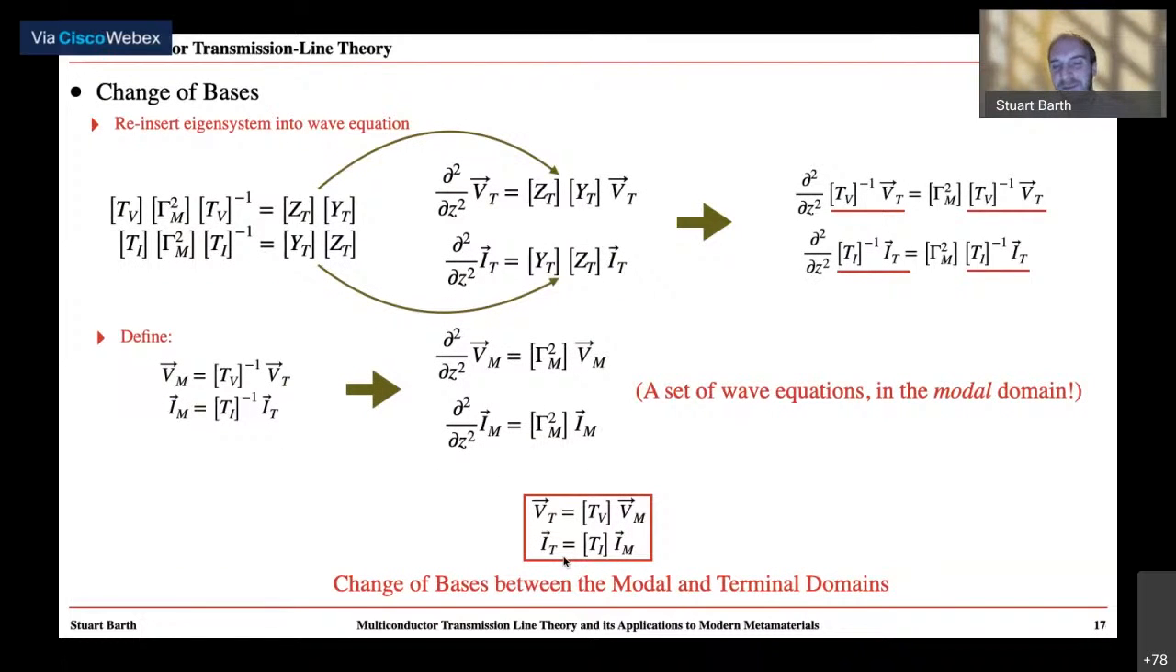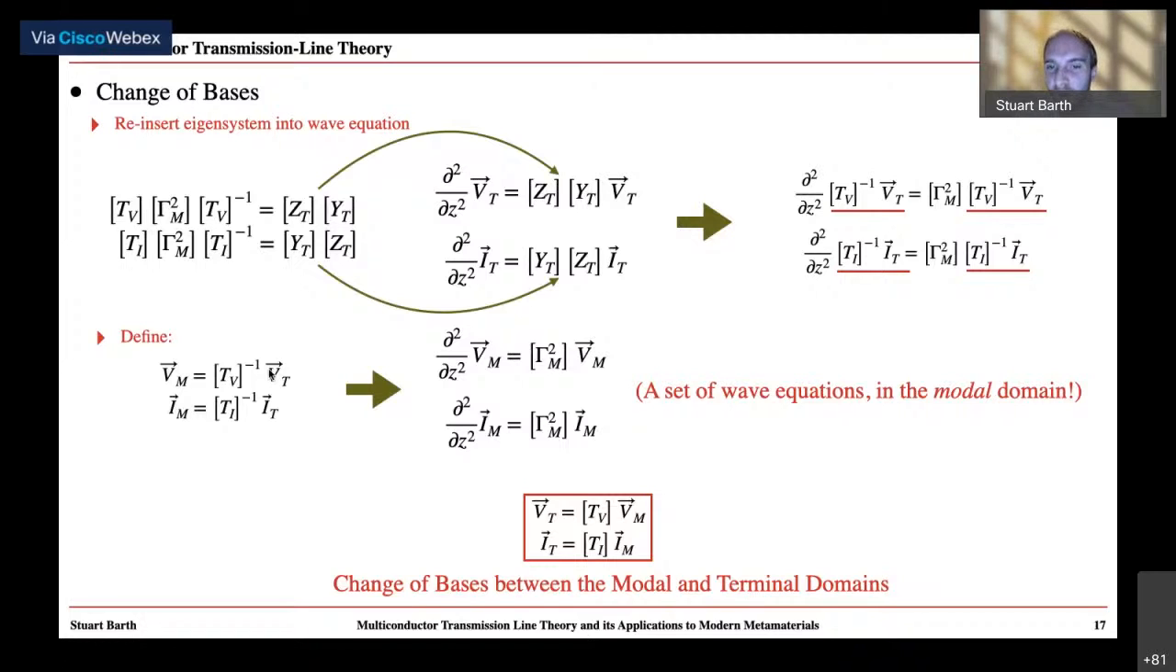What we can do is take this expanded equation and substitute it back into our original wave equation, as shown in the top left. And what we get is this interesting system shown in the top right. I've underlined these key properties, which are the terminal domain voltages and currents multiplied by the inverse of the eigenvector matrix. So from here, we take these quantities, and as shown in the middle left, we define new quantities, which are the modal domain voltages and currents. What this equation tells us is that we have a specified relationship between the modal domain and terminal domain currents and voltages, which are essentially completely described by these eigenvector matrices T_V and T_I.